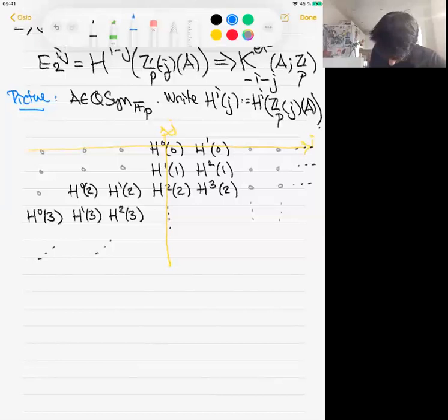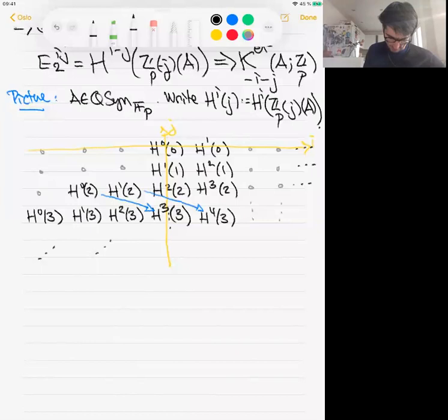I should add an H^3 weight 3, and then I can at least draw one arrow like this, and the next arrow will be going like that to my H^4 weight 3. And how are things adding up?